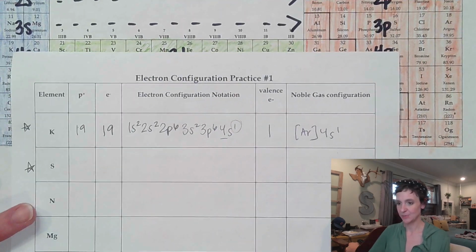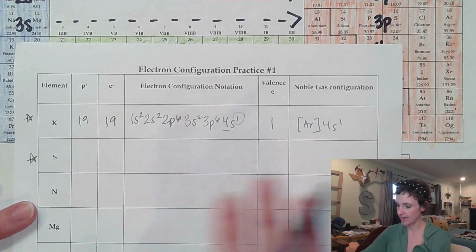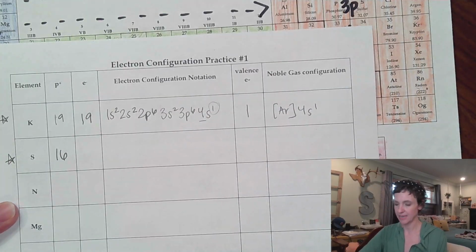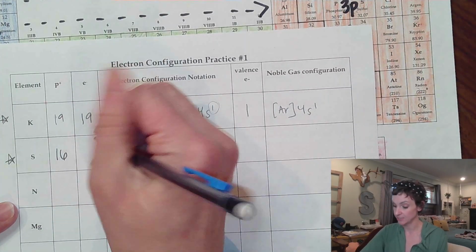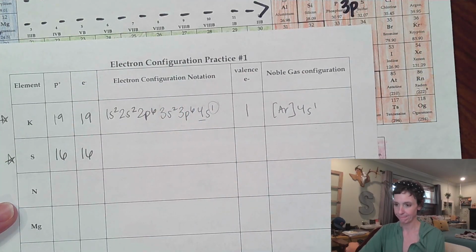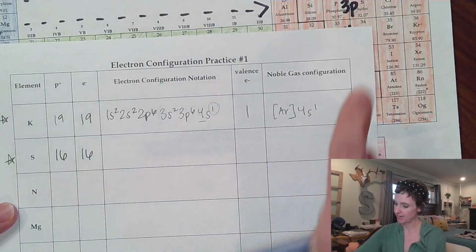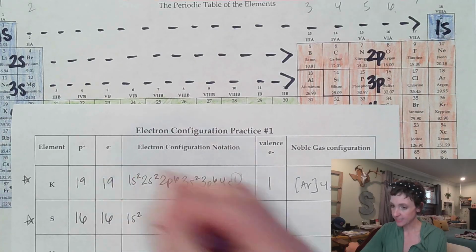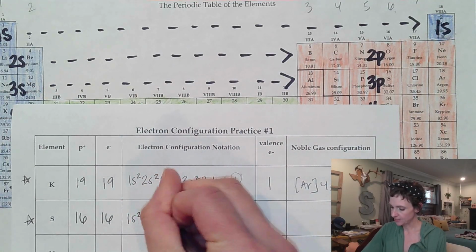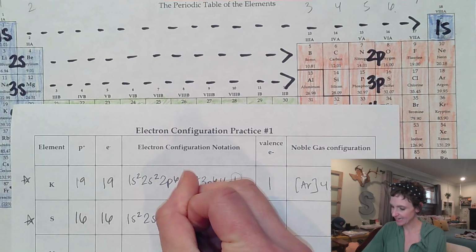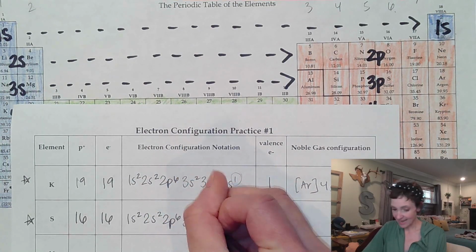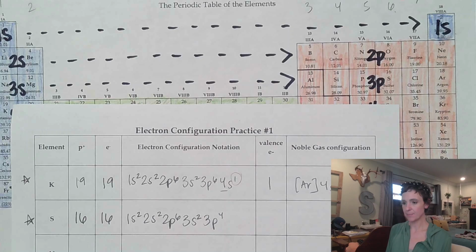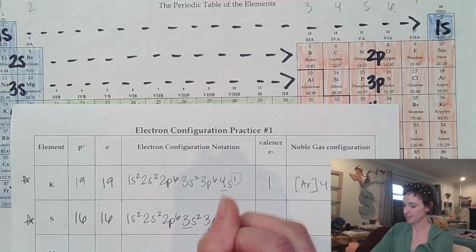Okay, let's do the next one, sulfur. Sulfur is atomic number 16. So he's got 16 protons. I don't see a charge of a plus or a minus, so he also has 16 electrons. So his configuration to get to him is going to be 1s2, 2s2, 2p6, 3s2, 3p4.